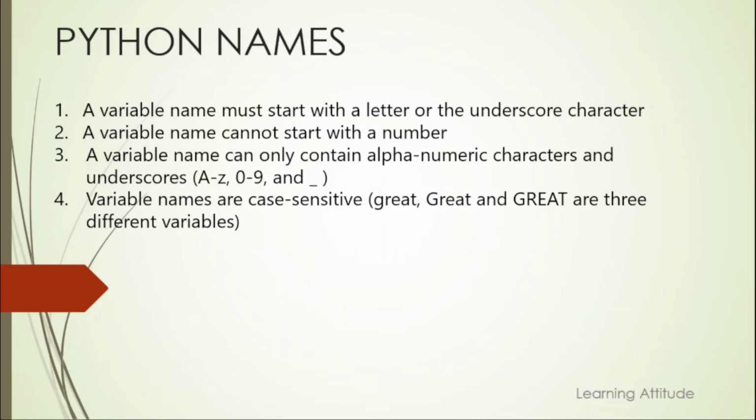Variable names are case sensitive. As we saw in the previous point, variable names are case sensitive. Meaning great, Great and GREAT are three different variables: all lowercase, one camel case and all uppercase. So even though the word is the same, these can be three different variables. So let's see an example for this.